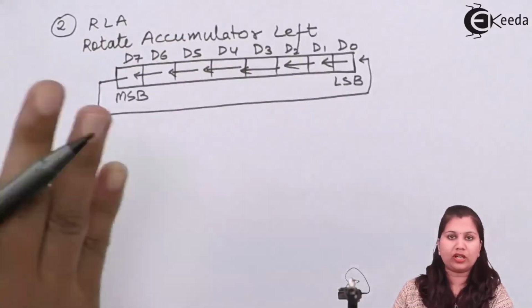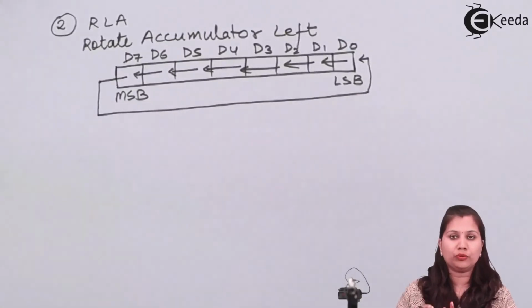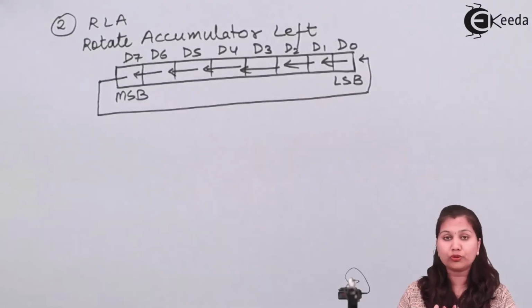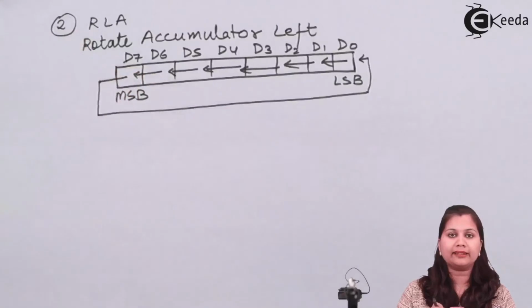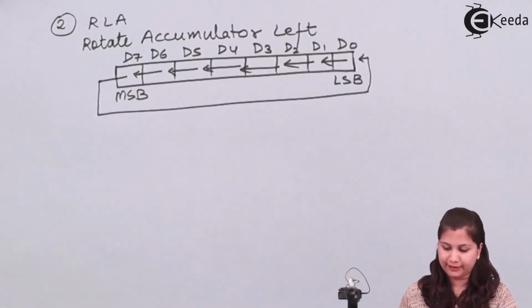In these two instructions, the operand is always the accumulator. So whatever content we want to rotate, we have to first store it into the accumulator, and then the accumulator is rotated to the right hand side or the left hand side.